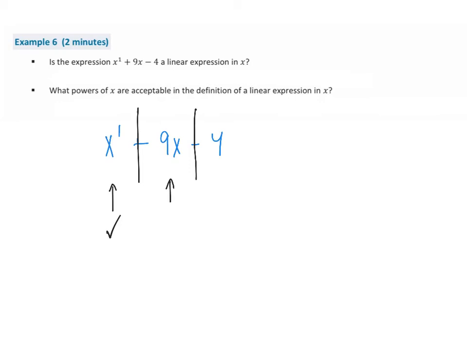All right, we're looking at 9x right here. That x doesn't have an exponent, but we know that's the same as to the first power, right? So this one is also good. And then I look at my 4. My 4 has nothing attached to it. There's no variable, so we are also good here. So is this linear? Yes, this is linear.